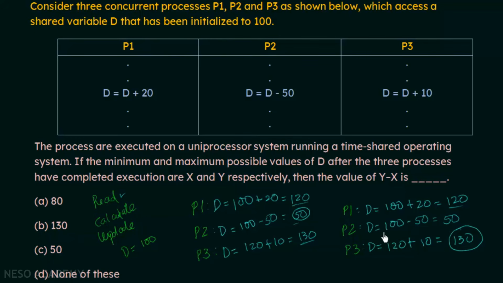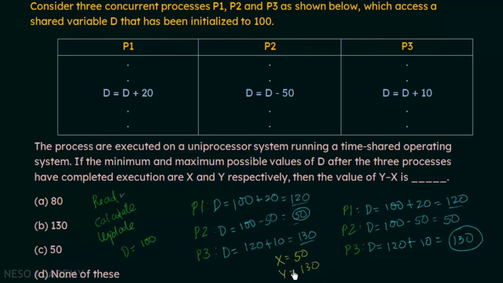You may be thinking, why did we make some of the processes preempt after reading and not allow them to calculate and update? Only if we do it that way are we able to get the maximum value. So you have to check in which way we are able to get the maximum value of D. This 130 is the maximum value and the minimum value is 50. So we got the values of X and Y. X is equal to 50, which is the minimum value, and Y is equal to 130, the maximum value.